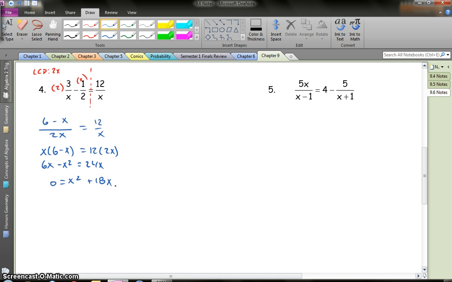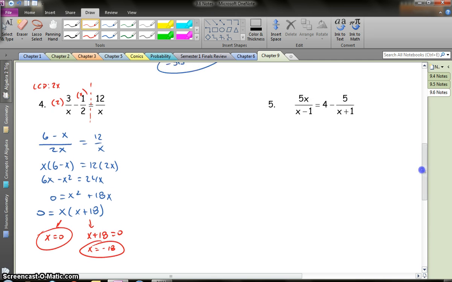First thing I do to solve is look for GCF. In this case, my GCF is x. So I'm left with x times x plus 18 is equal to 0. Keep it over here. And then ZPP. So x equals 0. And x plus 18 equals 0. All right, so x is negative 18. Now, my two solutions are 0, negative 18.